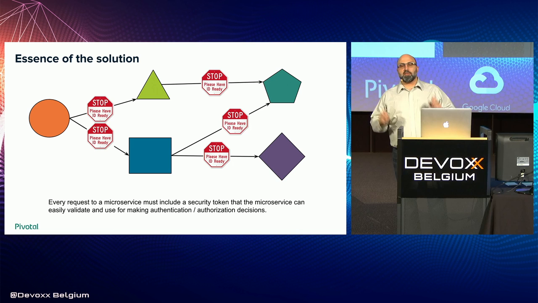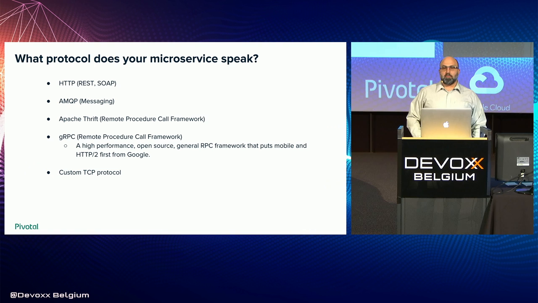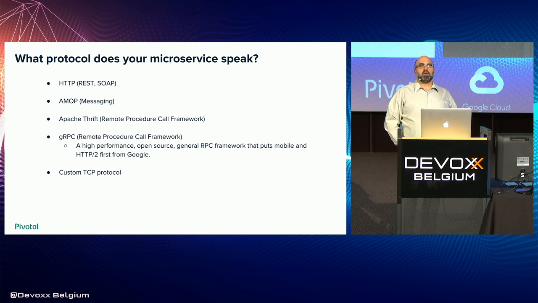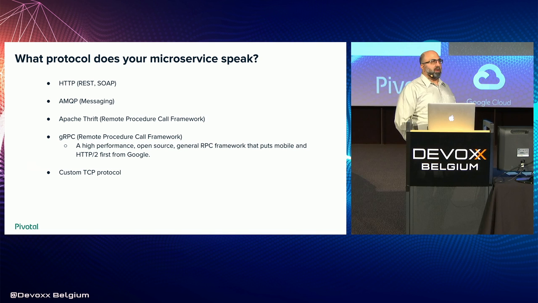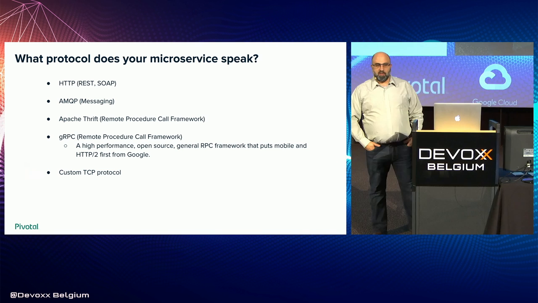So let's focus first on what protocol a microservice speaks. Most of you, when you think microservice, who thinks HTTP? Raise your hand. Everybody, okay? Who thinks maybe my microservice is actually getting messages over AMQP or JMS? Perfectly legitimate. Nothing says a microservice has to only do HTTP. Or maybe you use Apache Thrift, or gRPC, or some custom TCP protocol.